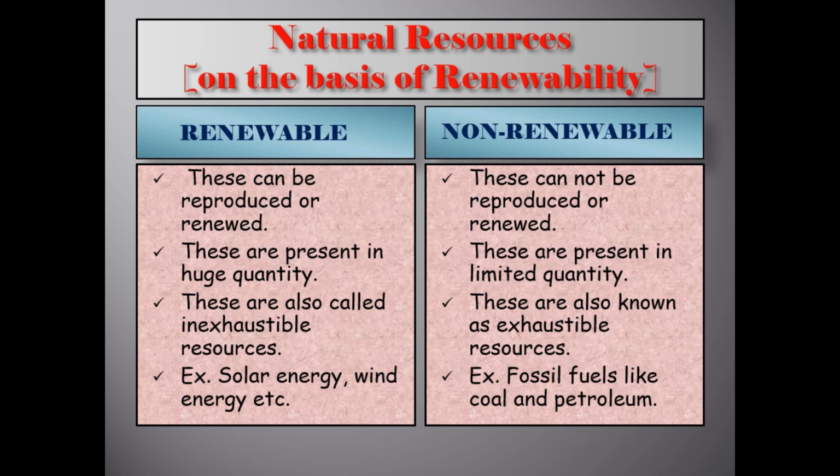Let's go for the quick review. The renewable resources can be reproduced or renewed. Non-renewable cannot be reproduced or renewed. Renewable are present in huge quantity. They are called inexhaustible resources. They cannot end up very easily, like solar energy, wind energy. And non-renewable resources are present in limited quantity, and these are known as exhaustible resources also, like fossil fuel, because they take a very long time to get renewed.